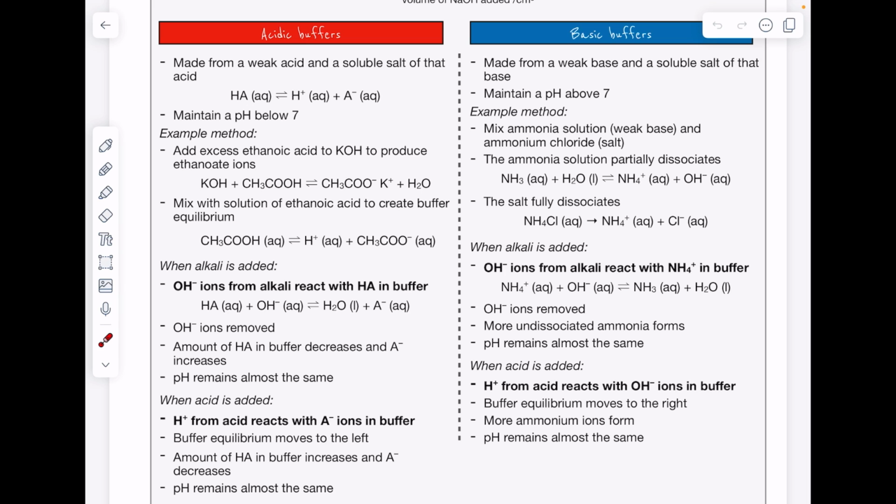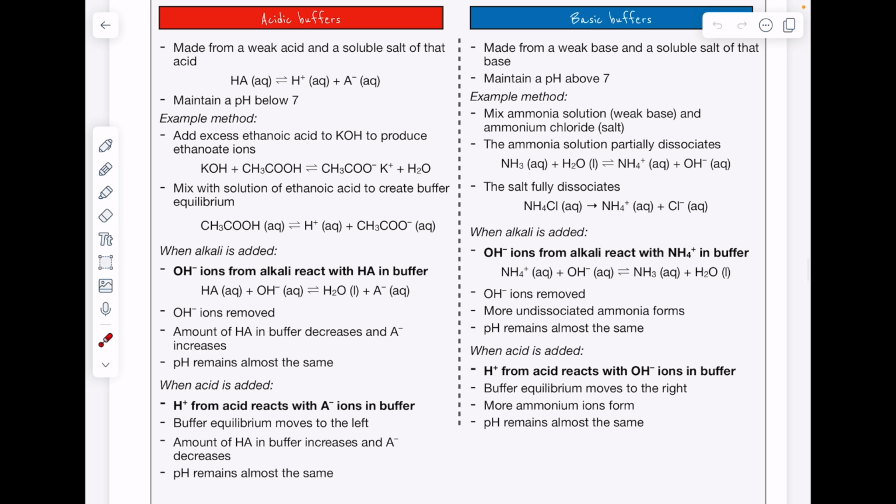So in the case when you add alkali to your solution, how do we resist a massive increase in pH? Well, those alkali ions which have been added react with your weak acid in your buffer. So in this case, it would be the ethanoic acid. Here's your general formula of a weak acid in this case. It's going to produce water in a neutralization reaction and A- ions. And by doing this, the hydroxide ions are removed and the pH remains almost the same.